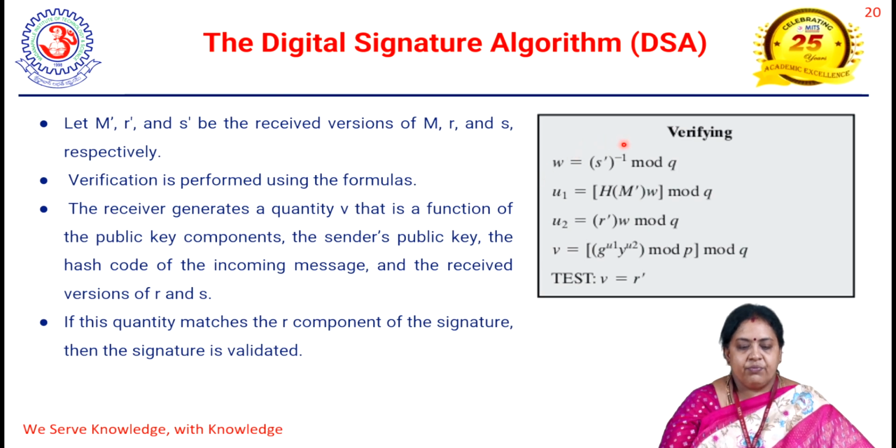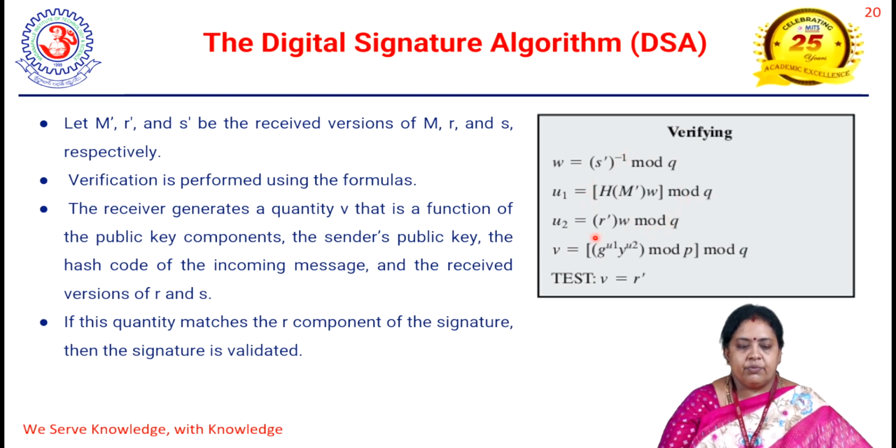At the receiver side, we use a verification algorithm. We have S dash, the received S component, M dash, the received message, and R dash, the received R component. By making use of these, we calculate the output of the verification algorithm, which is G power U1 into Y power U2, mod P, mod Q. U1 is calculated as the hash code of the received message into W mod Q, and U2 is calculated as the received R component into W mod Q.